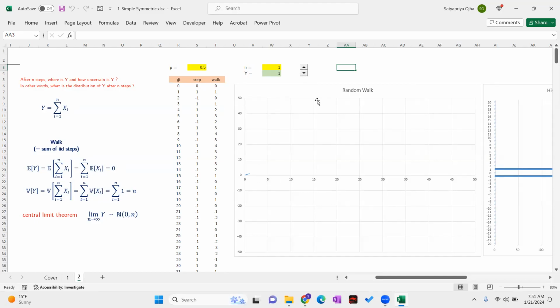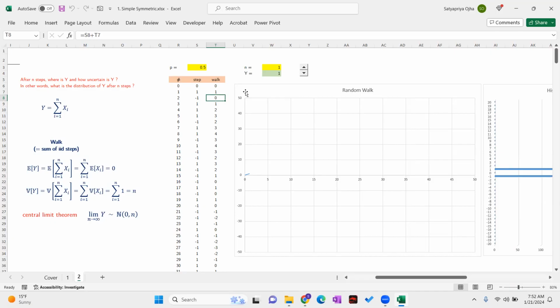That is correct. Now, what happens after two steps? If I make n equal to 2, what are the possible values of the walk after two steps? Zero, 2, -2. Interesting. 0, 1, 2, -2. Okay, good. I'm getting a mixed set of answers.